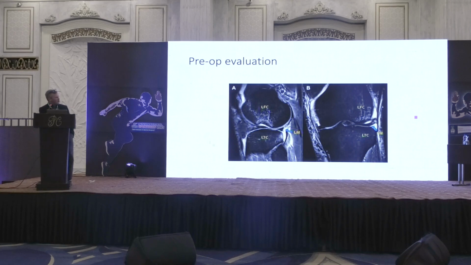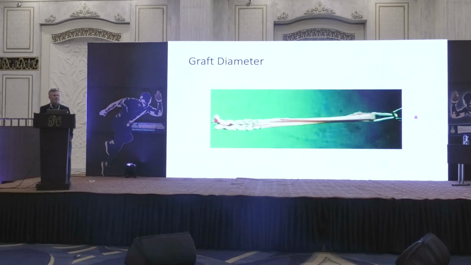On the pre-op evaluation, you should be looking at the lateral femoral condyle to see have you got a big notch on the lateral femoral condyle, because that's going to tell me that this patient has a very, very high risk of pivot. If you're going to see this edema on the lateral side, you're looking at the lateral collateral ligament. The other biggest cause of failure of ACLs is graft diameter.